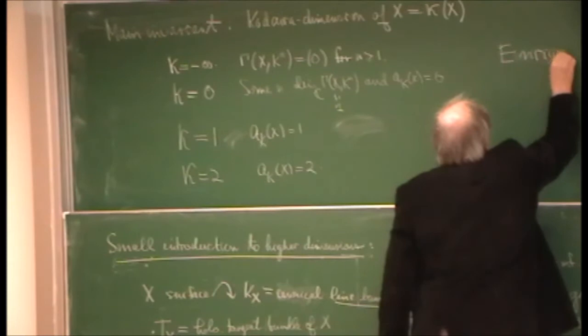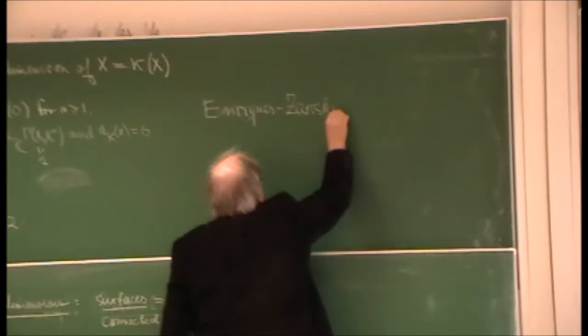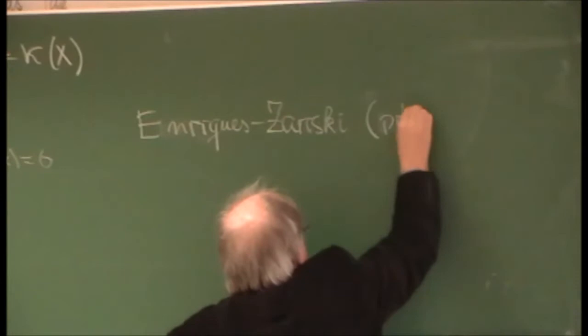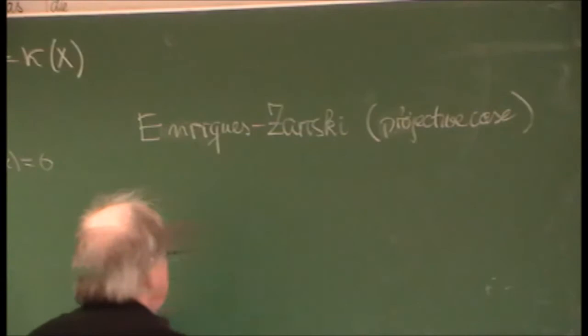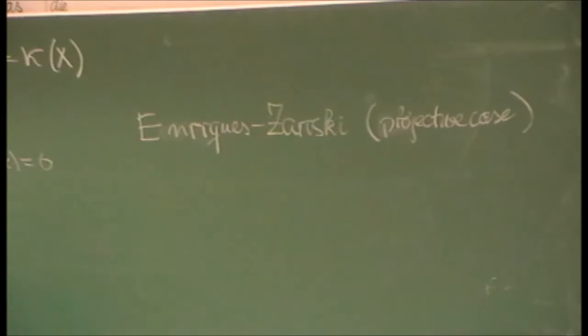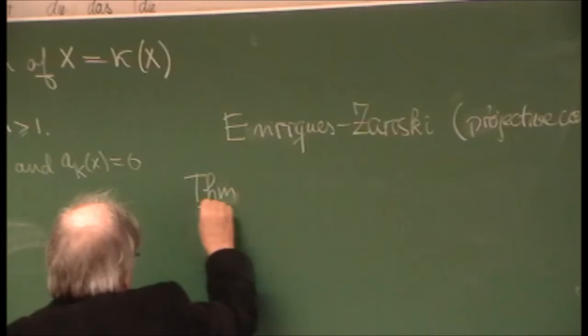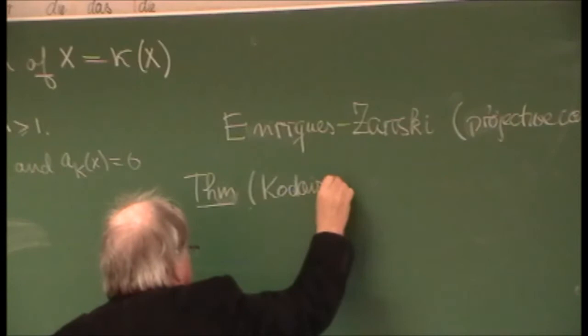In the projective algebraic case, this is called the Enriques-Zariski classification. Okay? And there's a theorem, which was proved later by Kodaira. I think it may be with somebody else, maybe with Spencer together, I can't remember right now.